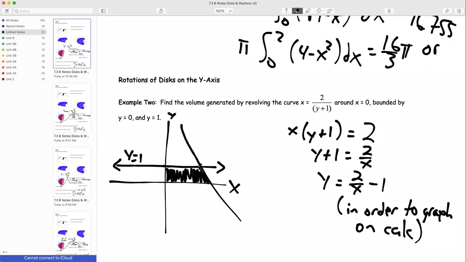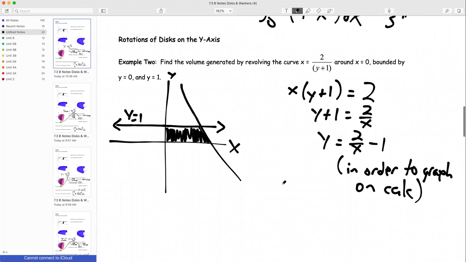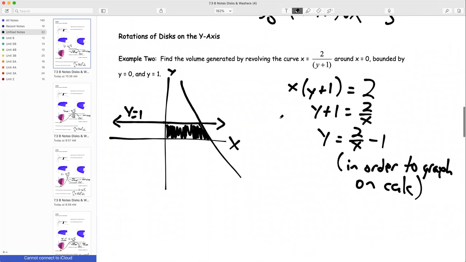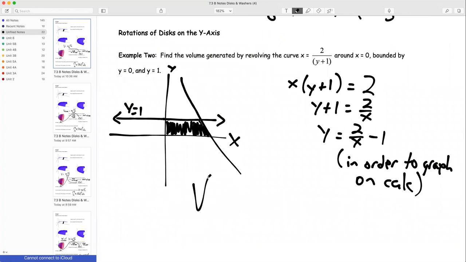Okay, so now whenever I'm integrating this, I am integrating with respect to y. Therefore, I must have y bounds in my integral. And I know that the y bounds are from 0 to 1 because they give me that right here in the stem of the problem. So those are my bounds.